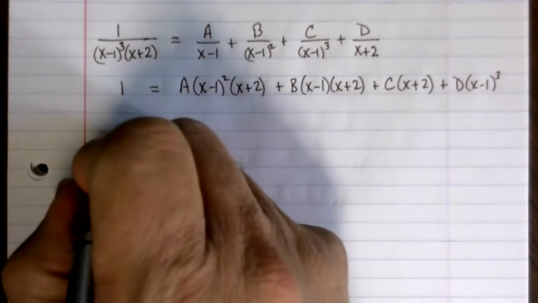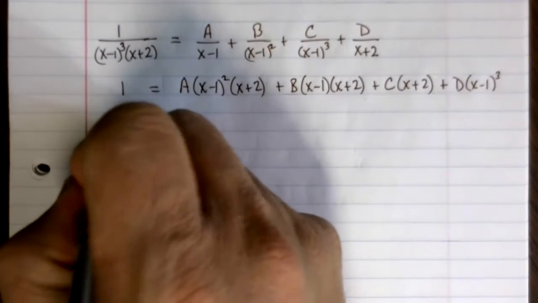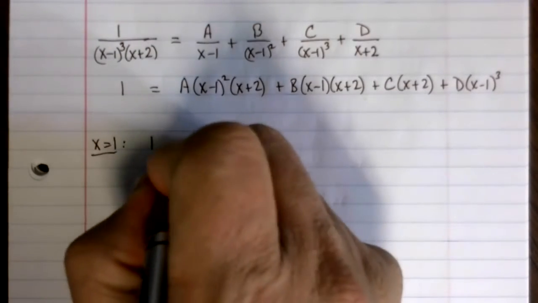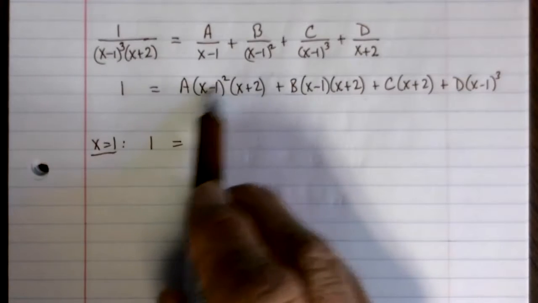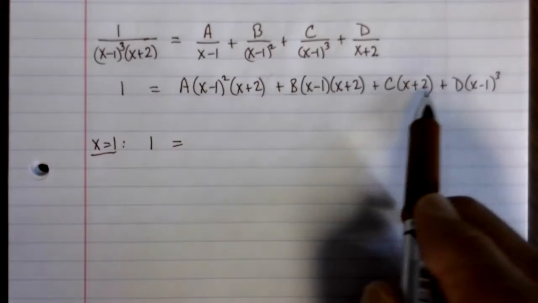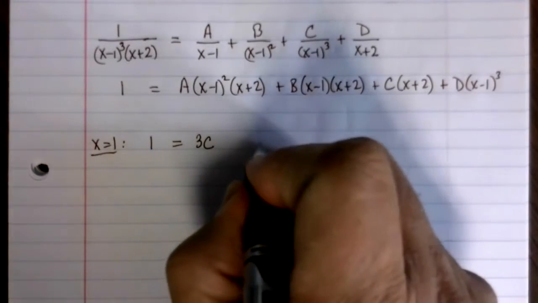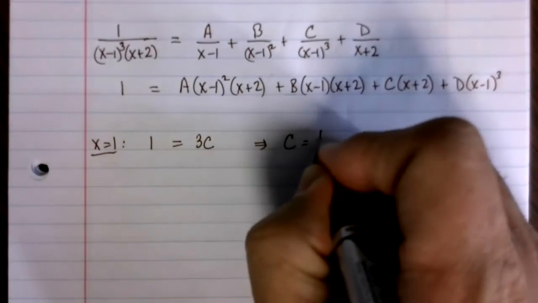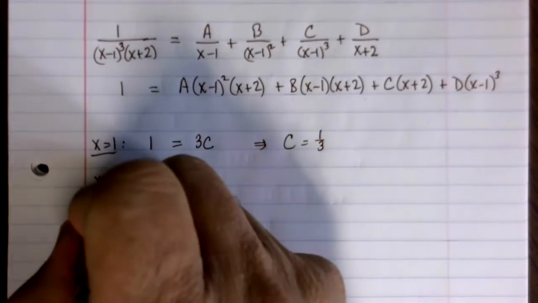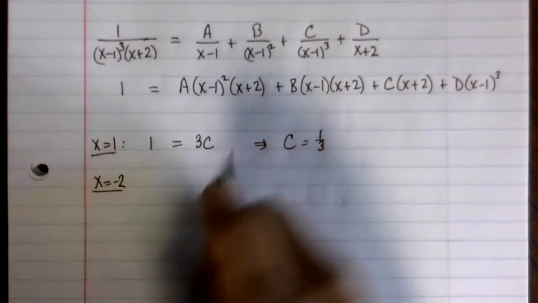So if we plug in x is equal to 1, then on the left side we have 1. On the right side, that goes away, and that goes away. This term, if I plug in 1, I get 3 times C, and so that means C must be equal to 1/3.